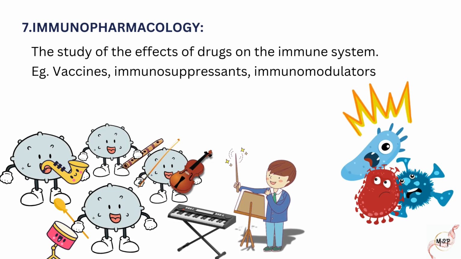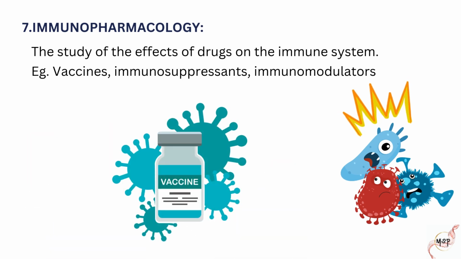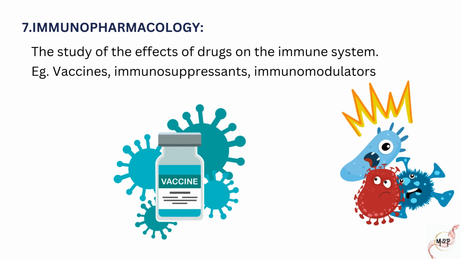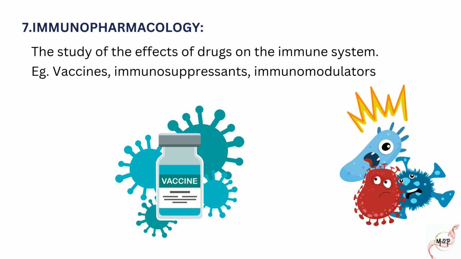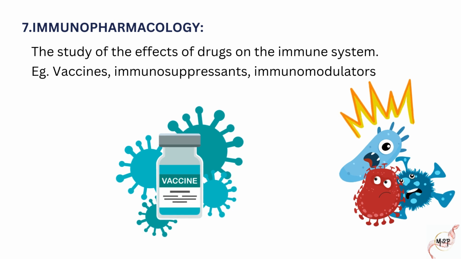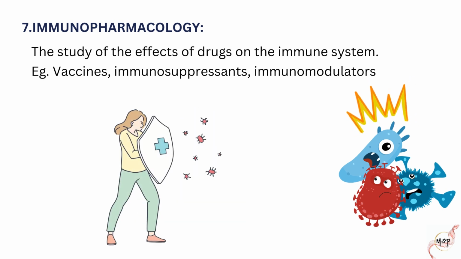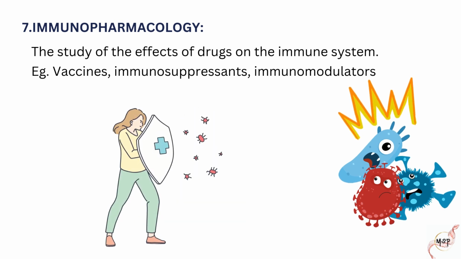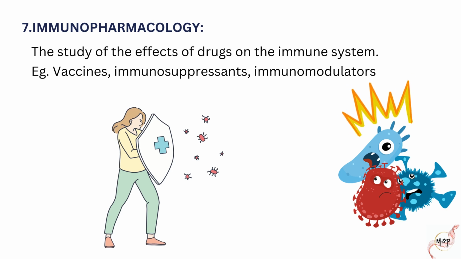Vaccines are a prime example of immunopharmacology in action. They work by introducing a weakened or inactive form of a pathogen to the body. This exposure stimulates our immune system to produce antibodies and develop immunity, so that if we encounter the actual pathogen in the future, our bodies are primed to fight it off effectively.